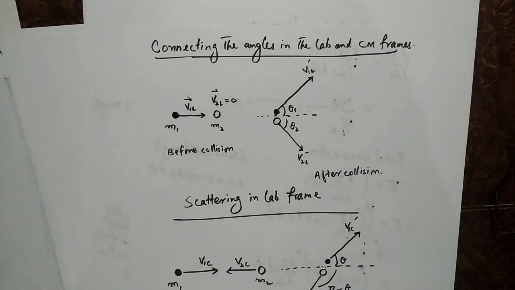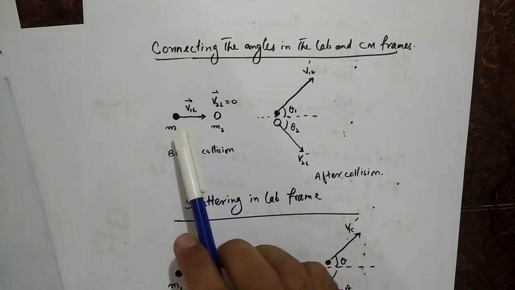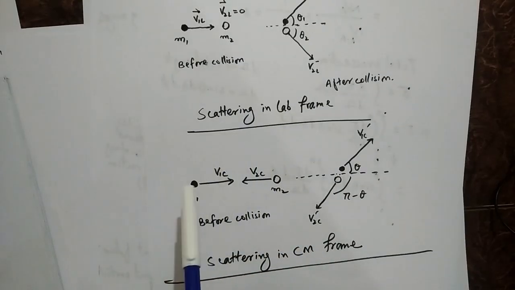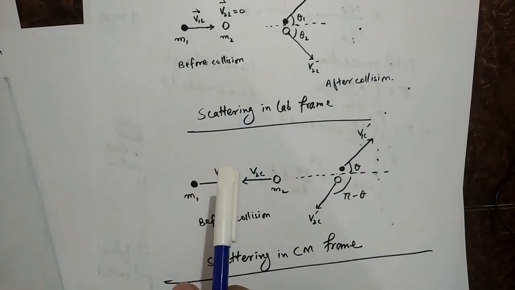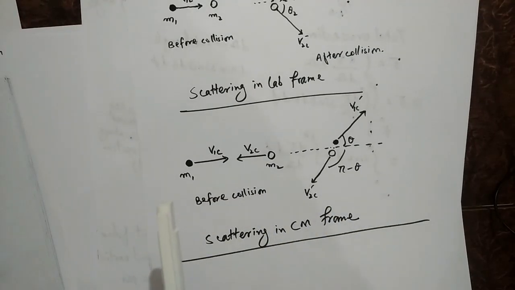Now connecting the angles in the lab reference frame and center of mass reference frame. Most scattering experiments are carried out in the laboratory frame, in which the target particle is assumed at rest while the projectile is moving, while calculations are done in the center of mass reference frame, because it is easier to calculate the scattering products in the CM.